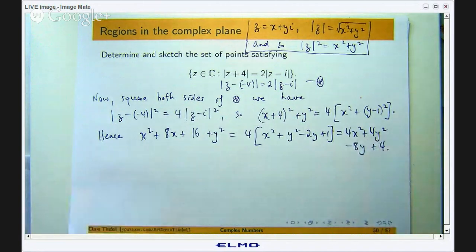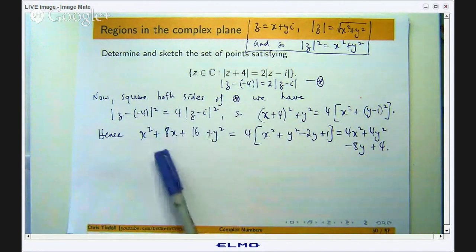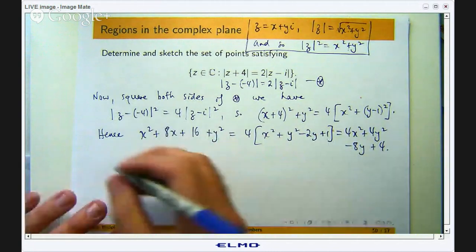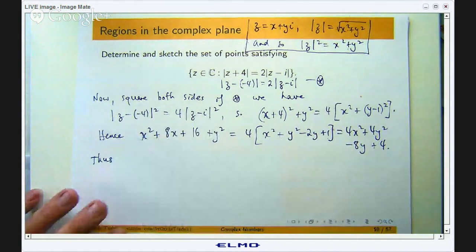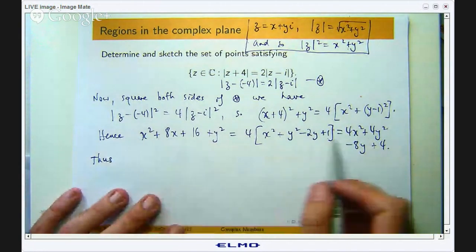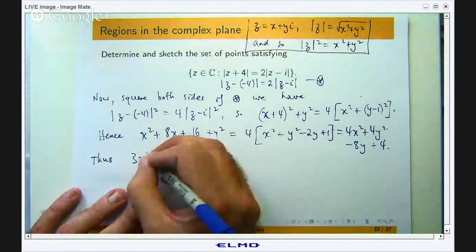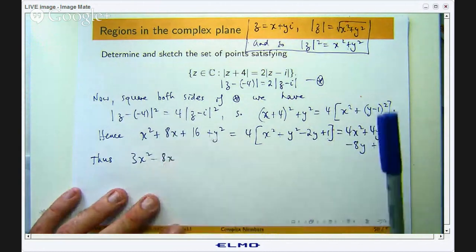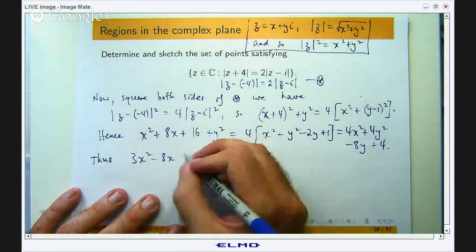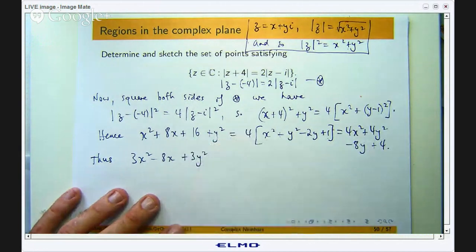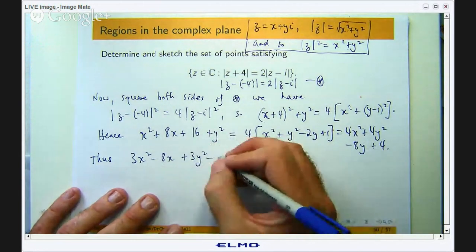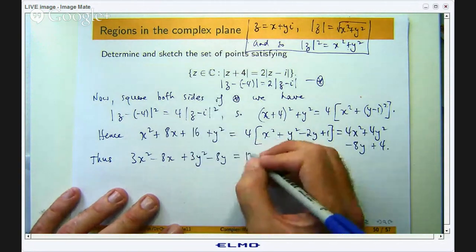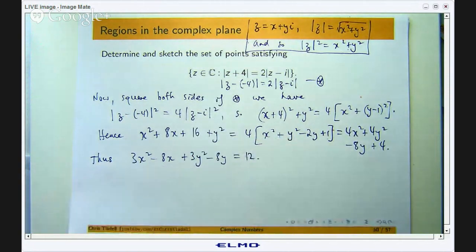All right, so let's bring the x squareds and the x's to the other side and bring all the constants to the other side. Okay, so I'm going to get a 3x squared over there. I'm going to get a negative 8x. The y squared will team up with that 4y squared to give me 3y squared. I've got negative 8y over there. And when I bring that 4 to the other side, I'll get 12. Okay, so this is going to be a circle.